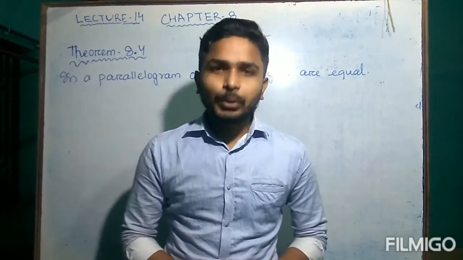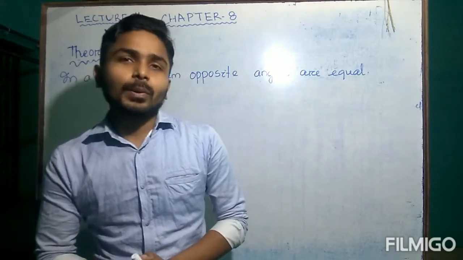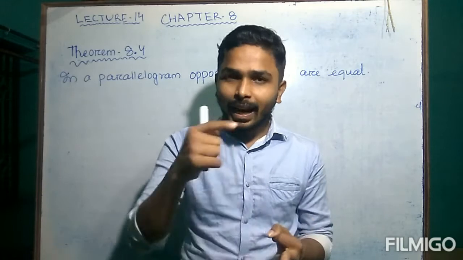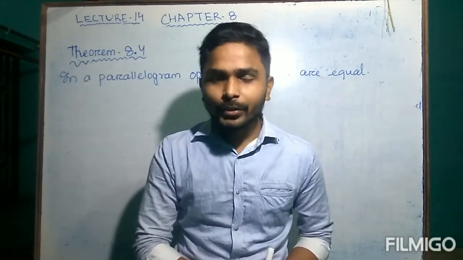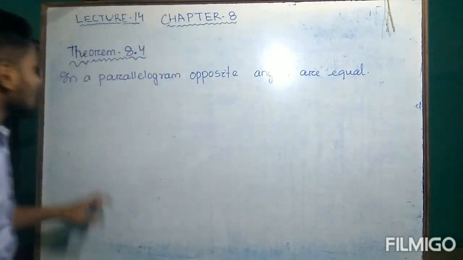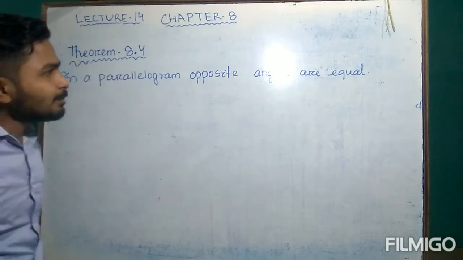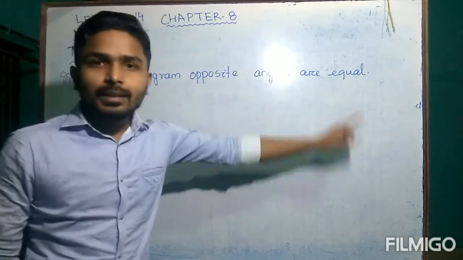So let us start with a new theorem of this lecture, that is theorem number 8.4. We have completed theorem number 8.1, 8.2, 8.3 and this is theorem 8.4. So let us understand the concept of theorem 8.4. It states that in a parallelogram, opposite angles are equal.